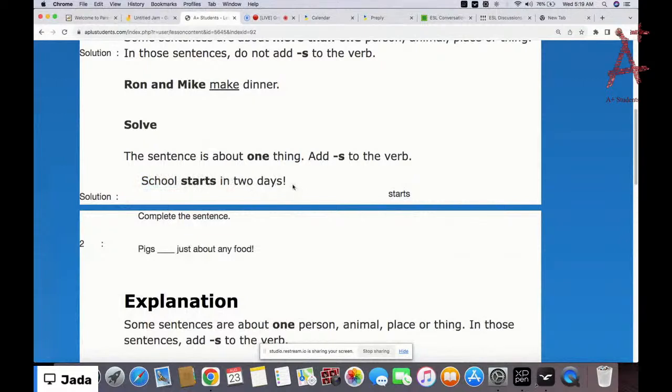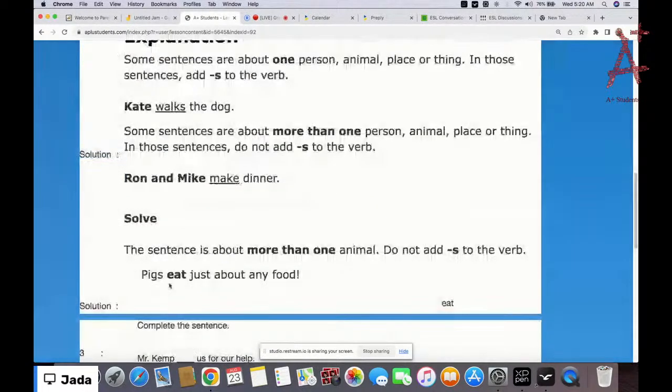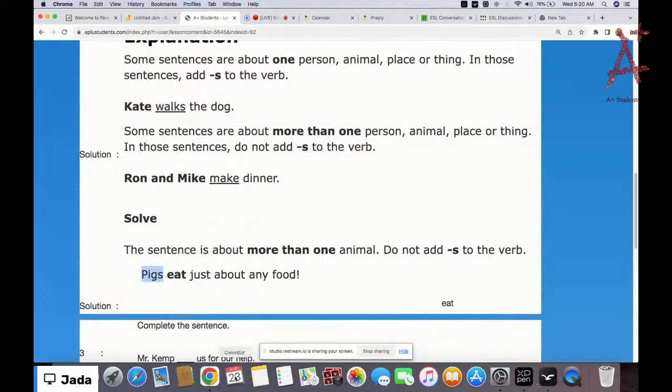Okay. So now, complete the sentence. We have pigs dash just about any food. So pigs, you see that the first one here is more than one. It didn't say pig, which is one. It says pigs, right? So what would be the suitable verb here? It's pigs eat just about any food. Eat doesn't have s because some sentences are more than one person, animal, place, or thing. As long as you have that, then in those sentences, do not add s to the verb. And this is the verb here to pigs. Since it's more than one, you're not going to add an s. So that's how it is.